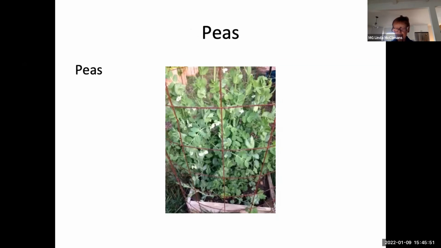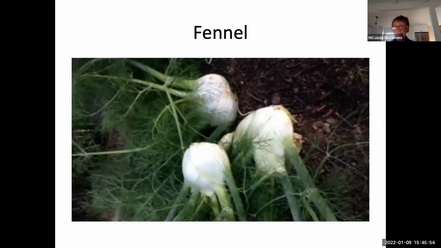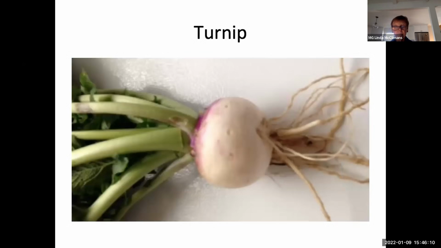Time also to harvest peas, and time also to harvest fennel. The bulbs can be cooked or eaten raw in salads or with dips. The fronds can also be eaten as well, and fennel is actually a member of the carrot family.